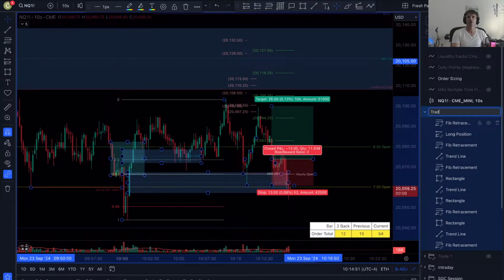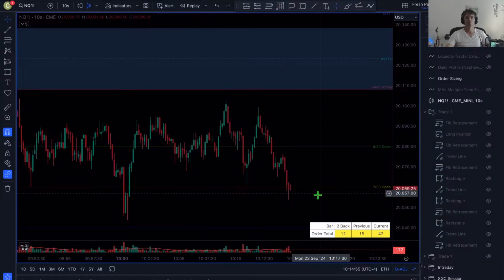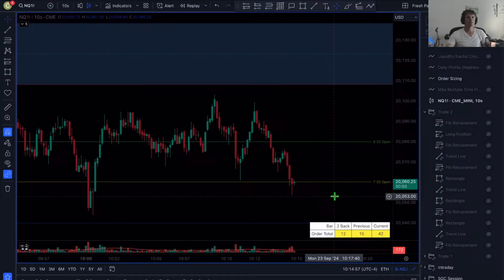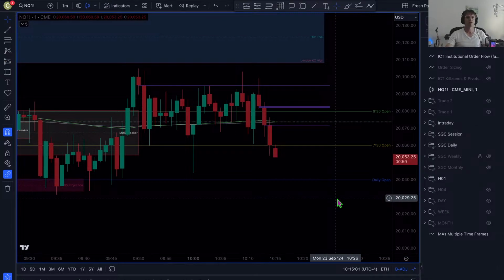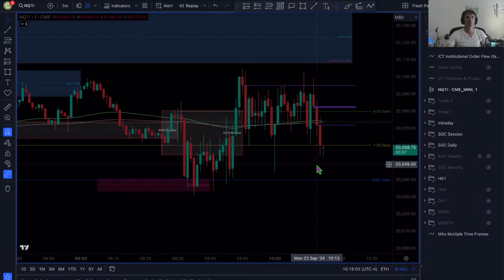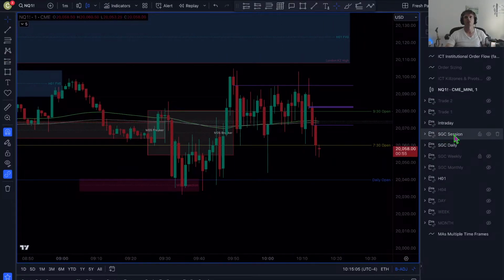But it's holding that 89. That's below the 730 open though. This Q2 range might win again.